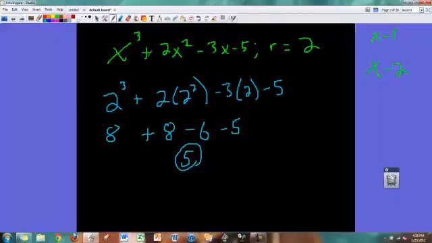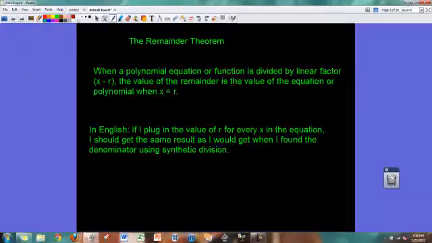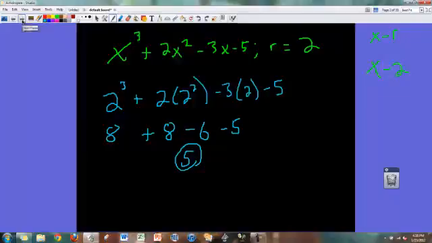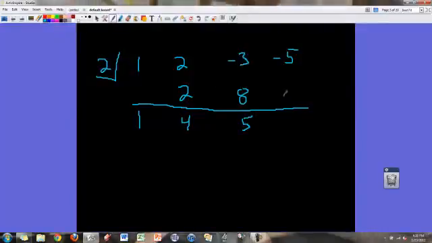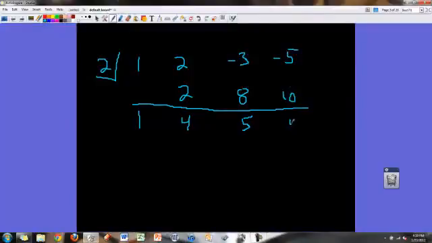So let's do the same thing with synthetic division. Just use the coefficients: 1, 2, negative 3, negative 5. In the box I'm going to put 2. Draw the bar. Bring your first number down. And then commence the whole playing with the numbers thing. 2 times 1, 2. Put it there, add it, write it. 2 times 4, 8. Put it there, add it, write it. 2 times 5, 10. Put it down. Negative 5 plus 10 is 5.